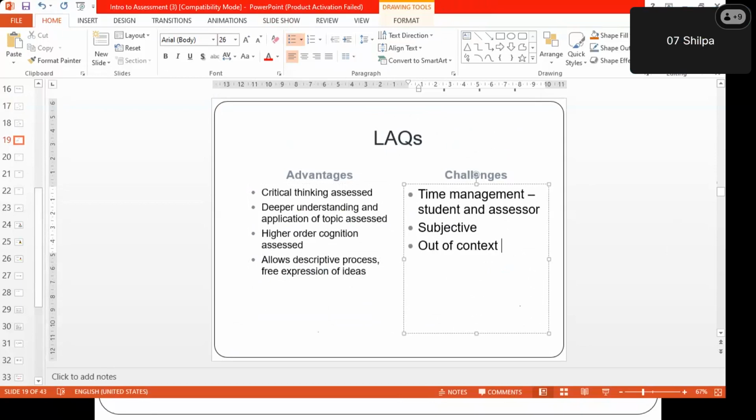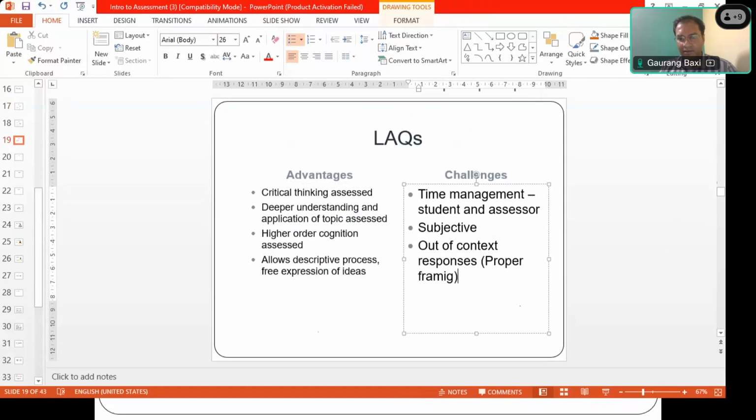Can this be taken care of? If they write the contents, then this can be taken care of. They can limit their amount of exposure to the subject. So proper framing of questions will help avoid this challenge.